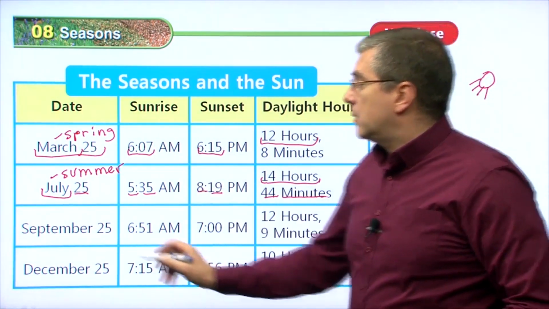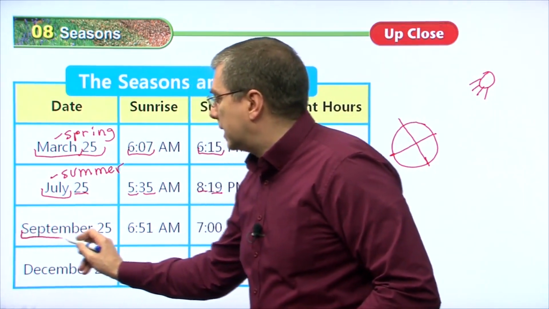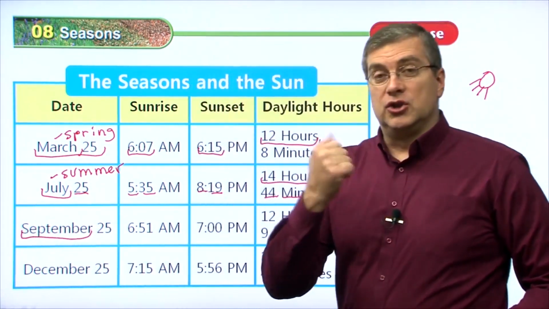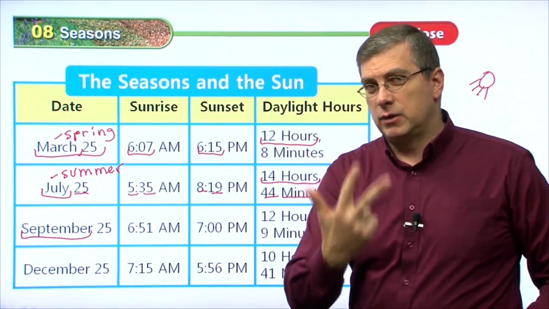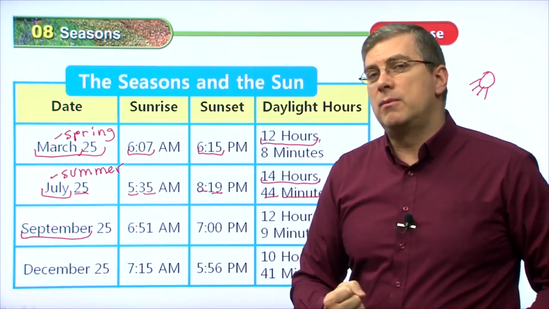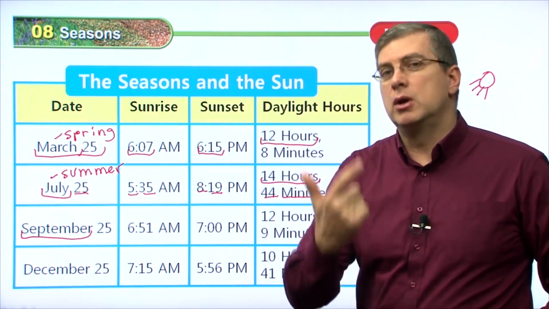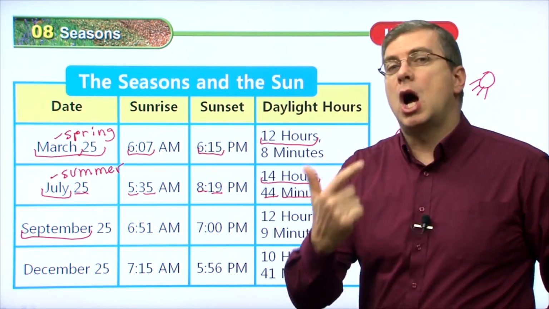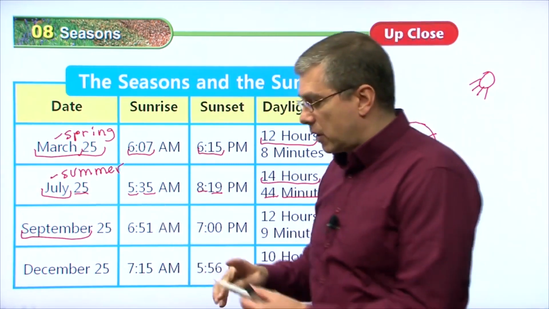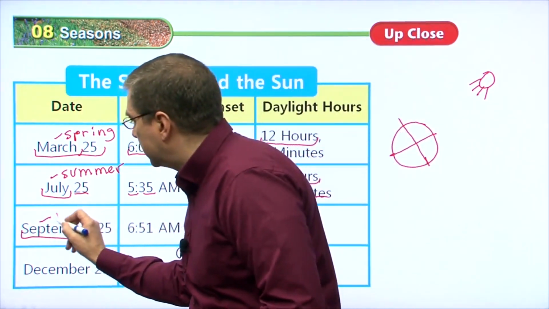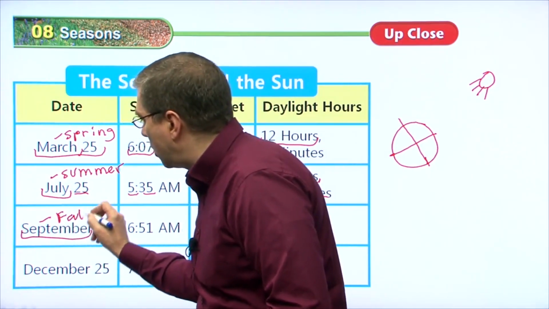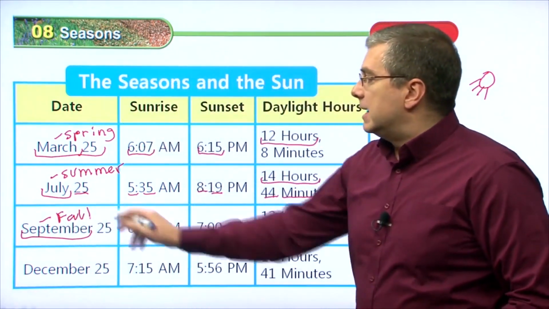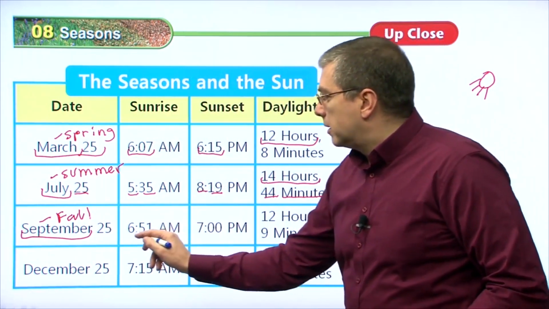Okay. Now, down here we have September. What month is that? If June, July, August are the summer months, what are the fall months? September, October, November. Those are the fall months. That's fall. So fall is September. In the fall, the sun rises.